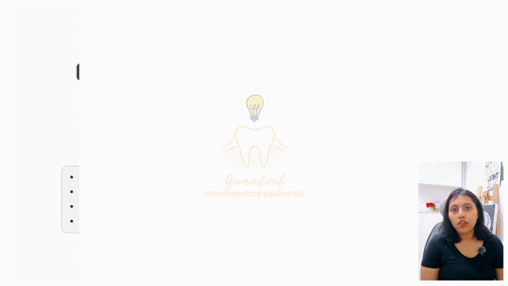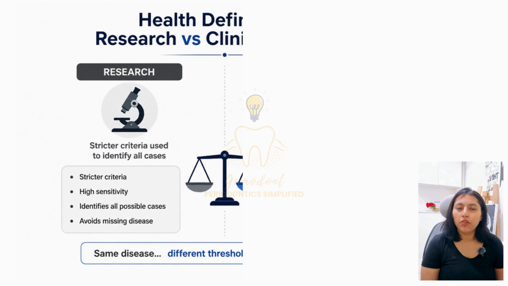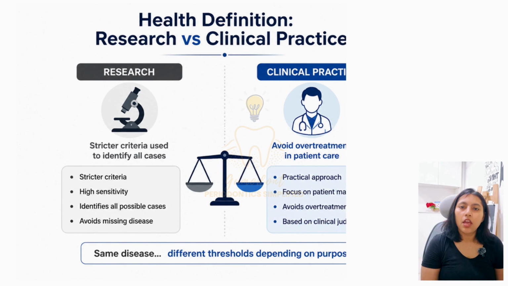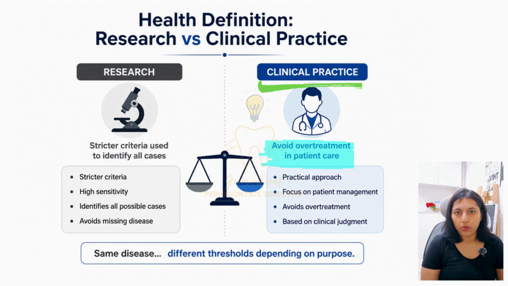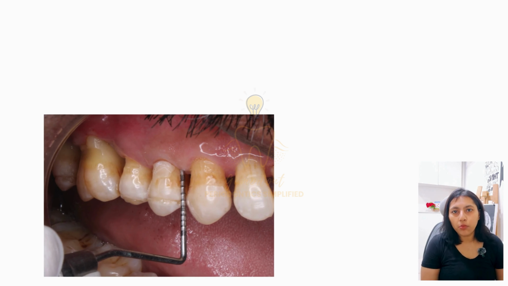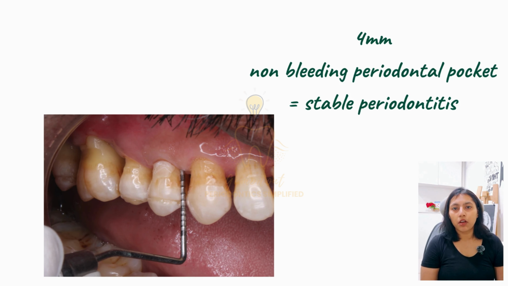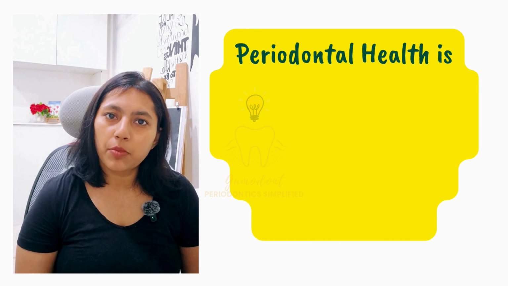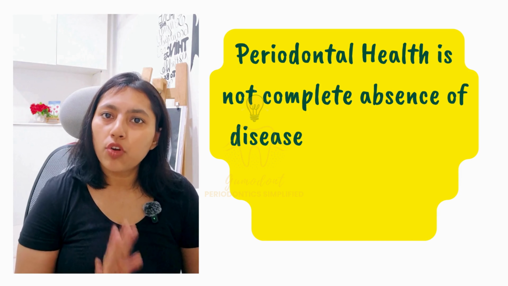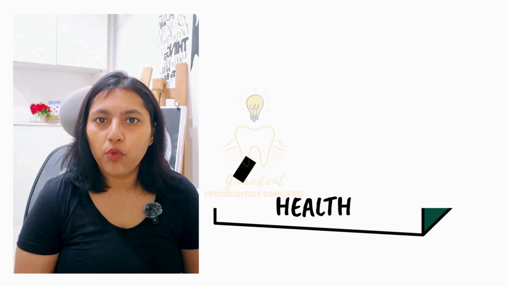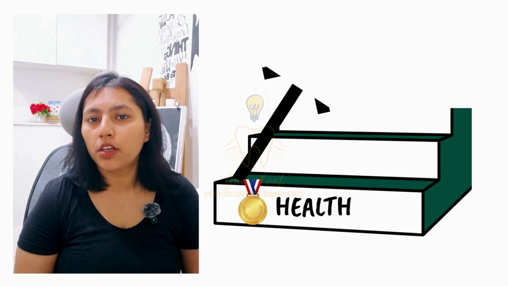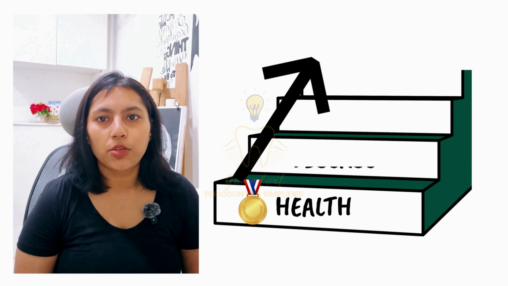Another important point, the definition of health may vary slightly between research and clinical practice. In research, stricter criteria are used to identify all the cases. But in clinical practice, we avoid overtreatment. So a 4 mm non-bleeding pocket can still be considered stable in a treated patient. And before we move ahead, just remember this one thing. Health is not always perfect. Health can also be stable. And now when we know what health is, the next step is to understand what happens when inflammation begins.